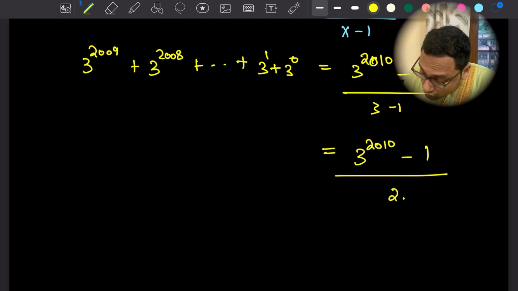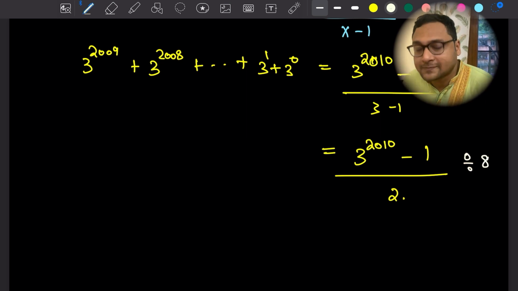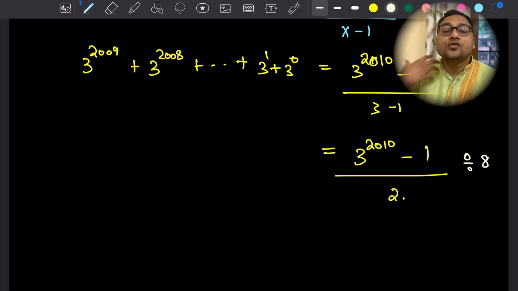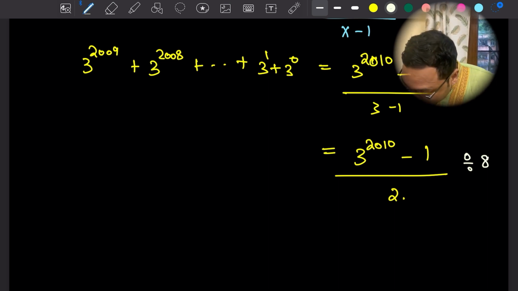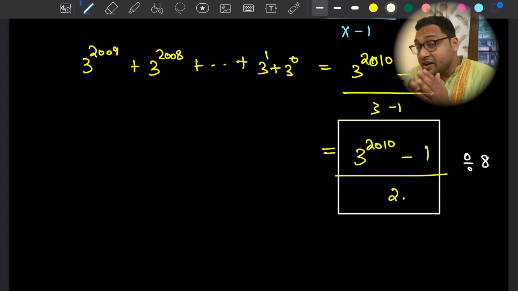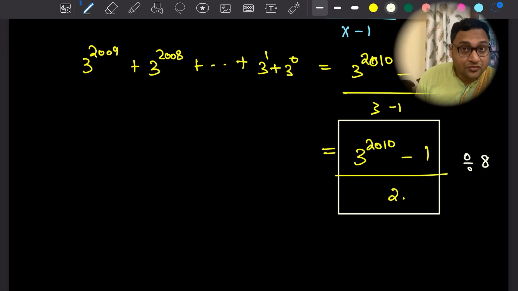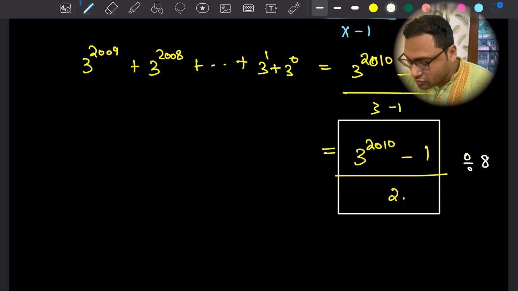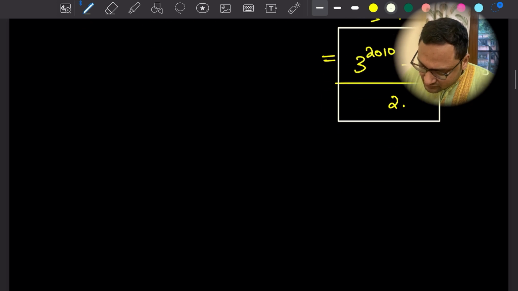So you want to know what happens if you divide this by 8. What is the remainder when you divide this thing by 8? There are various ways of doing this, but you can start off from here as well. So here is one way.